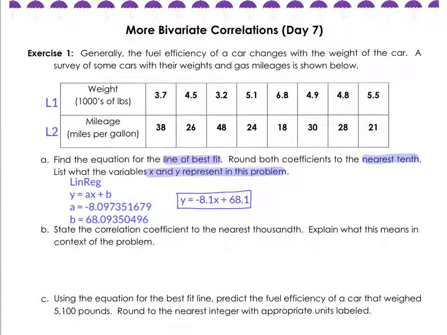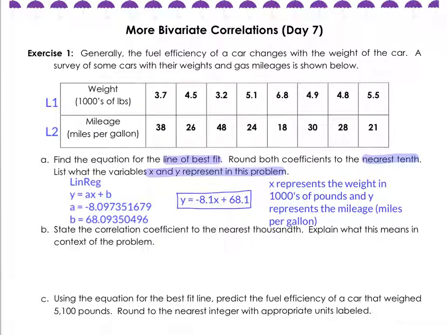And now I just need to say what the x and y represent. And I find that by looking at my table. X represents the weight in thousands of pounds, and Y represents the mileage in miles per gallon.